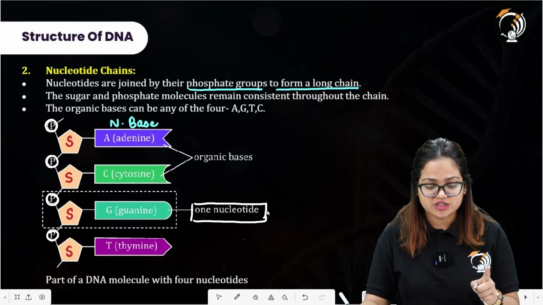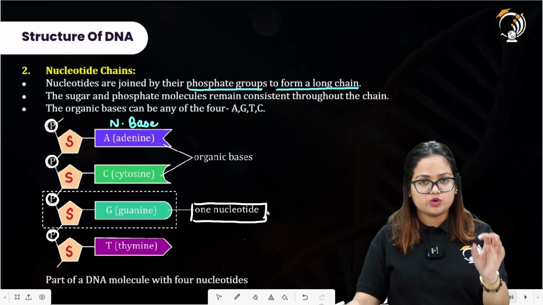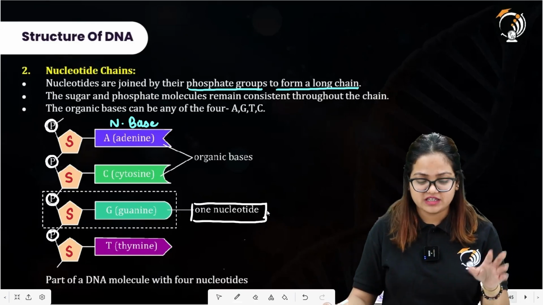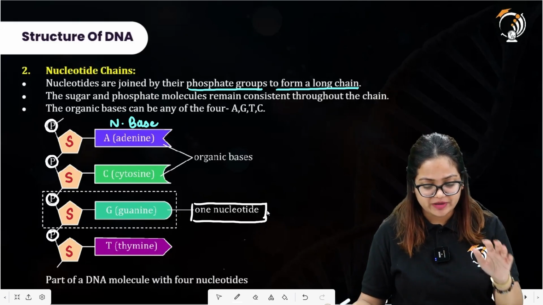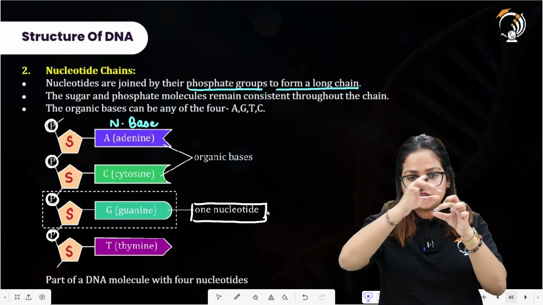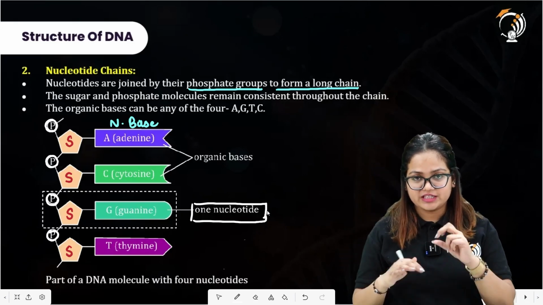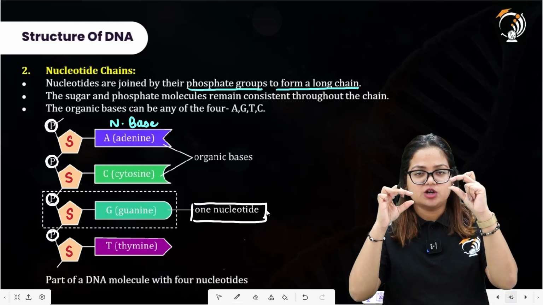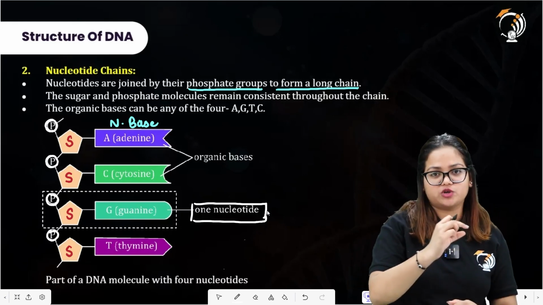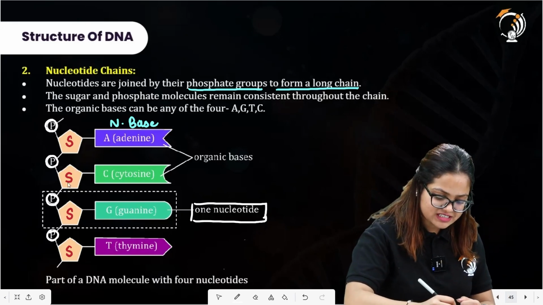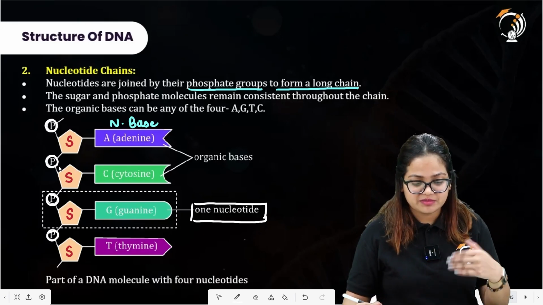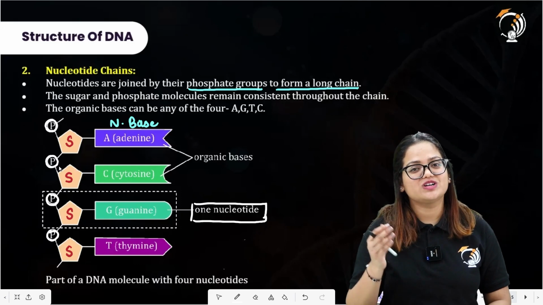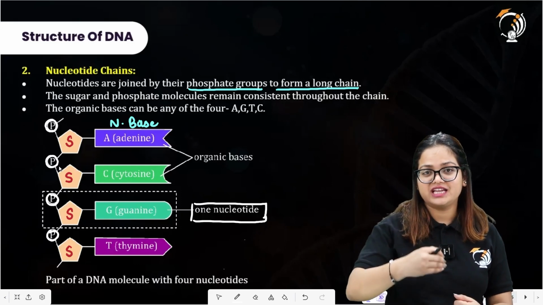It has the nitrogenous base, that is guanine. It has the deoxyribose sugar, which is represented over here. Then we have the phosphate group attached to it. Now one nucleotide, another nucleotide, another nucleotide. All of these are joined by phosphate groups. You can observe from the left hand side that the phosphates are linking different nucleotides. So the statement was also saying that nucleotides are joined by their phosphate groups to form a long chain. And that's how the DNA strand is being made.